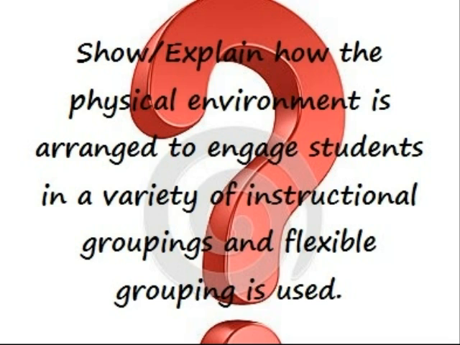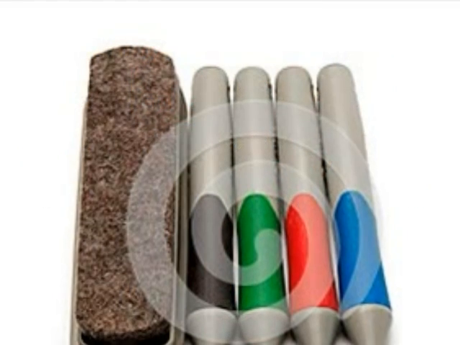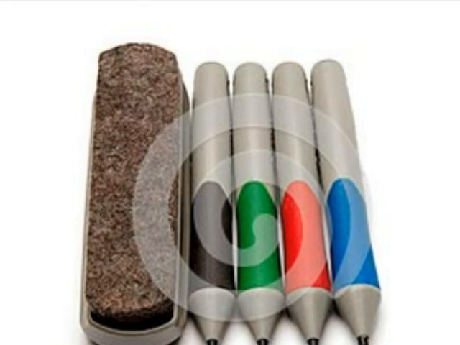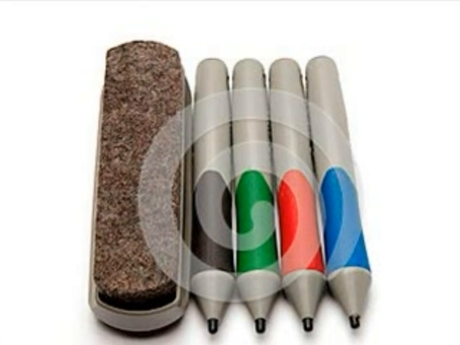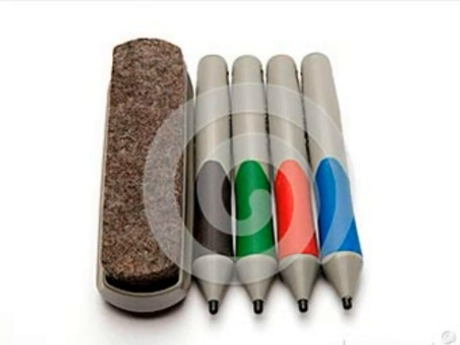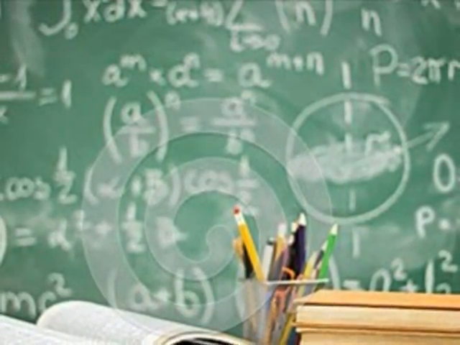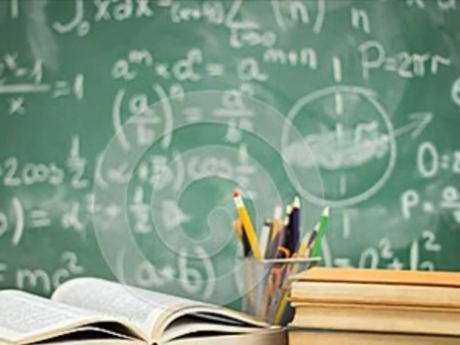Part 2. Show or explain how the physical environment is arranged to engage students in a variety of instructional groupings and flexible grouping is used. In my classroom, the desks are arranged to form a U. At the opening of the U is the smartboard surrounded by two whiteboards. No matter where students are seated, they can see both of these and they can see me as well. Students can also see one another, which is very useful in facilitating large group discussions.